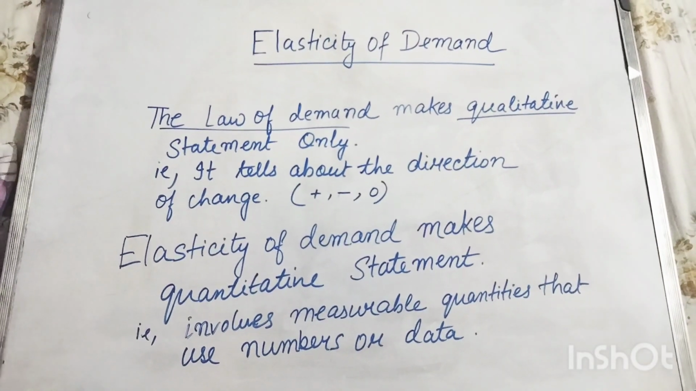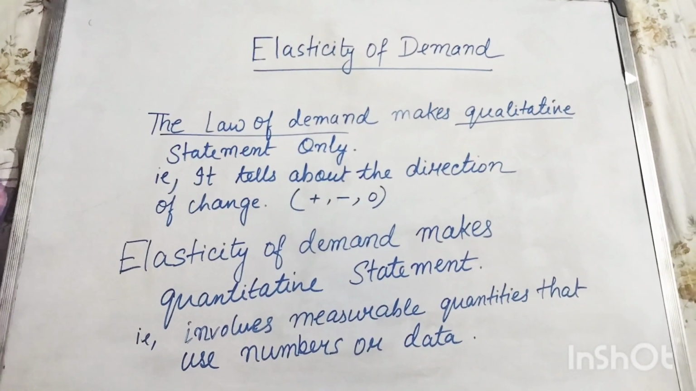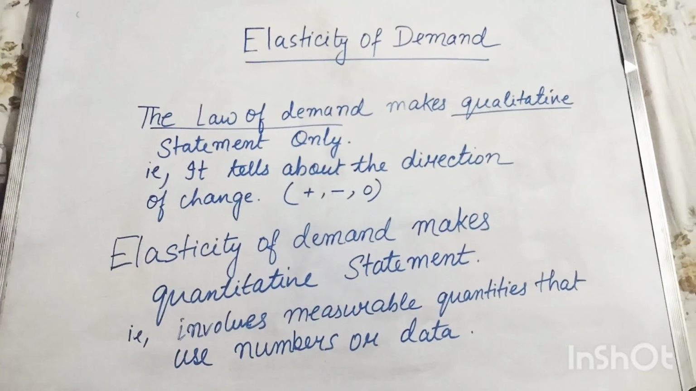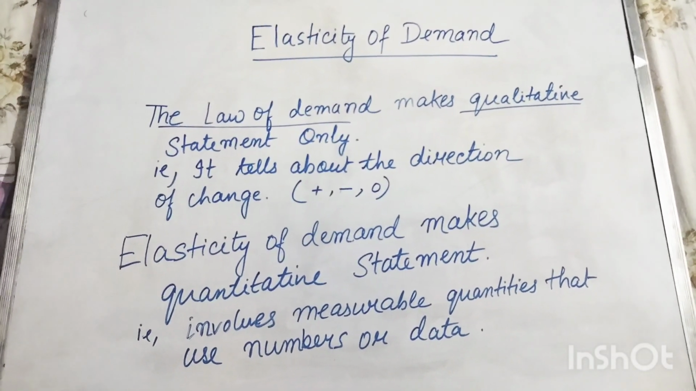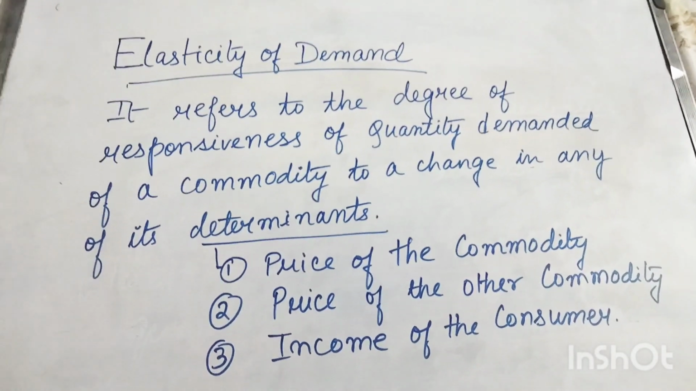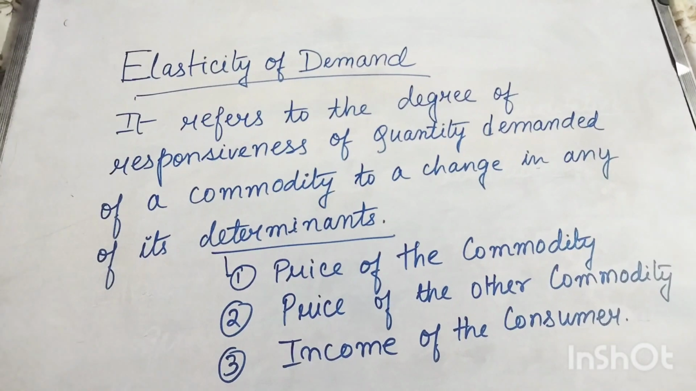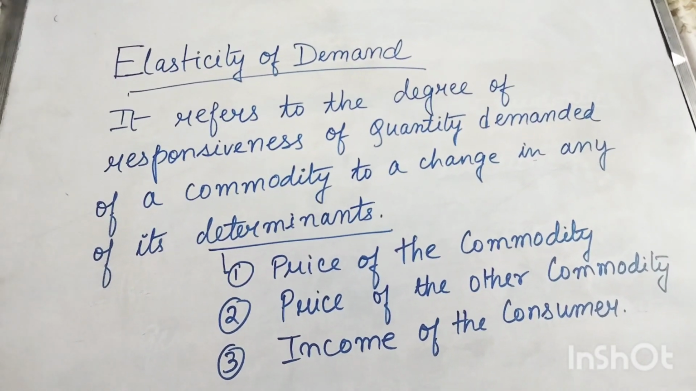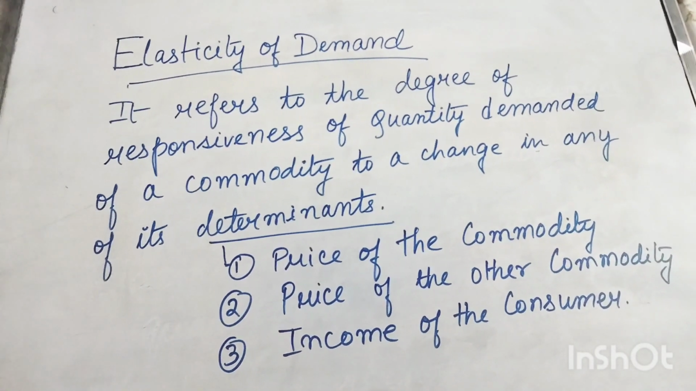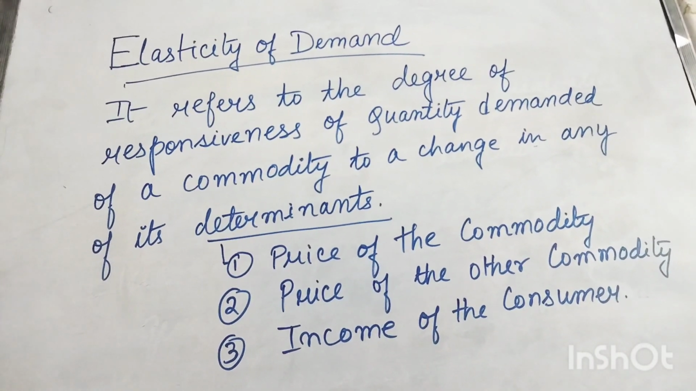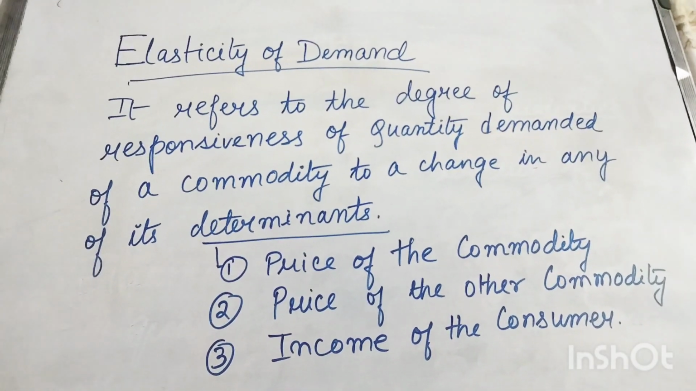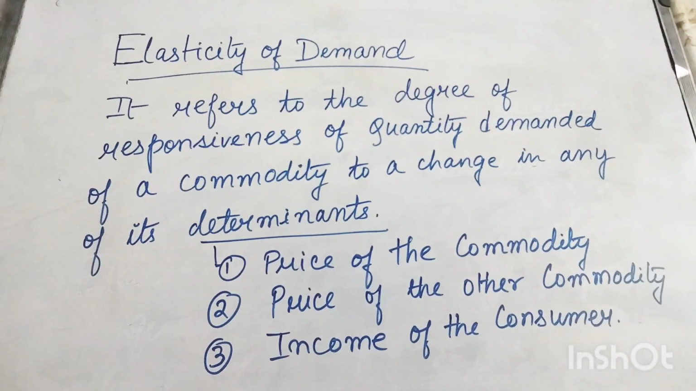Now there are various types of elasticity, and the meaning of elasticity. We are going to discuss one by one in today's class. Next, what is the meaning of the term elasticity of demand? It refers to the degree of responsiveness of quantity demanded of a commodity to a change in any of its determinants. Now, what are the determinants here? Price of a commodity.